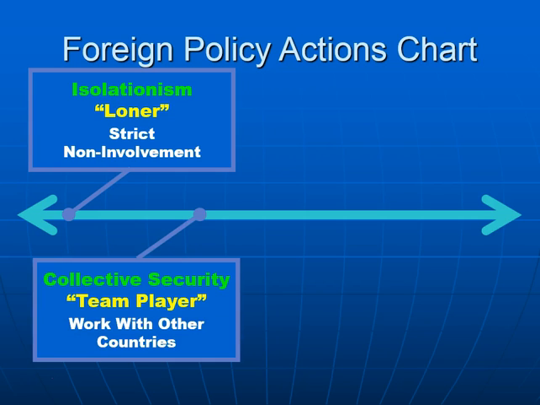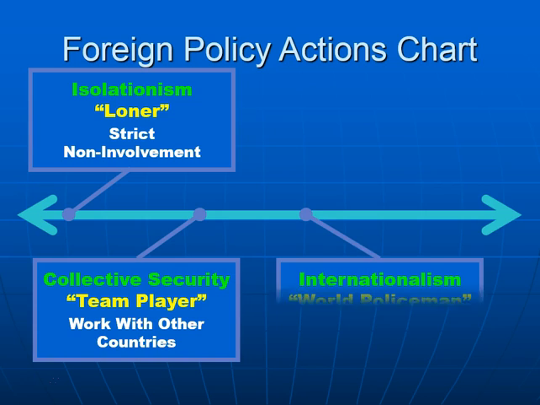The second option, and probably the most used today, is collective security, or what U.S. history teachers will call team player. A team player means that we don't do things on our own. We act with other countries to try to achieve a goal. So, for example, if we work with NATO or the United Nations, we're not working alone. We're working with other countries.